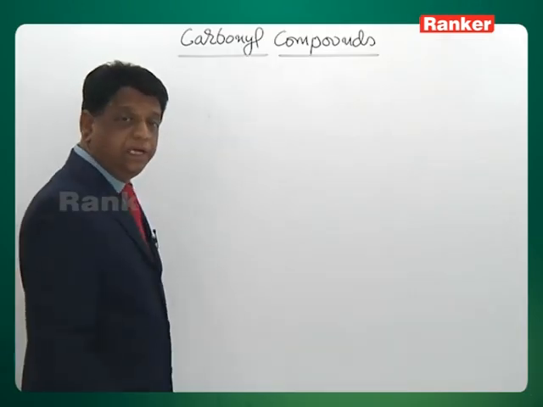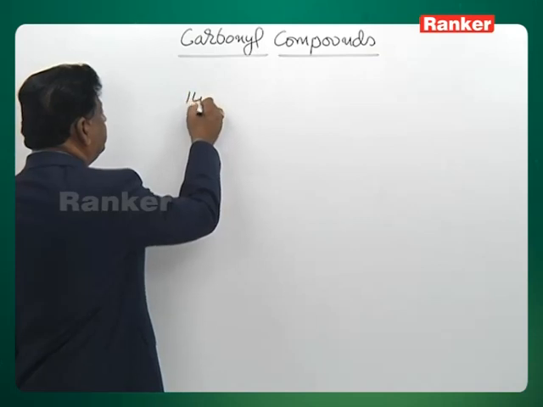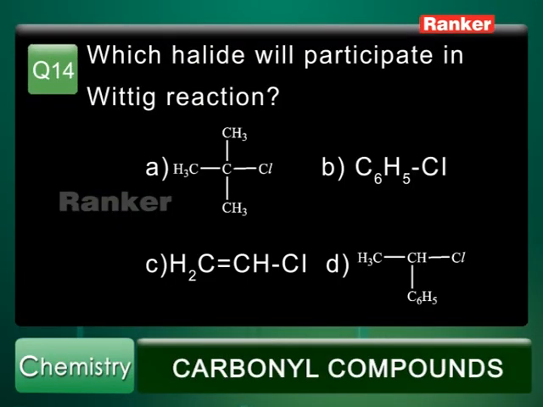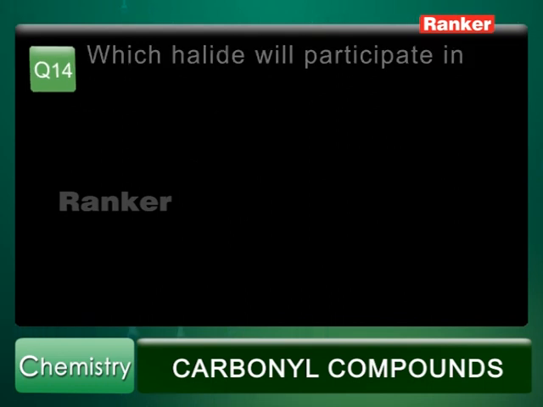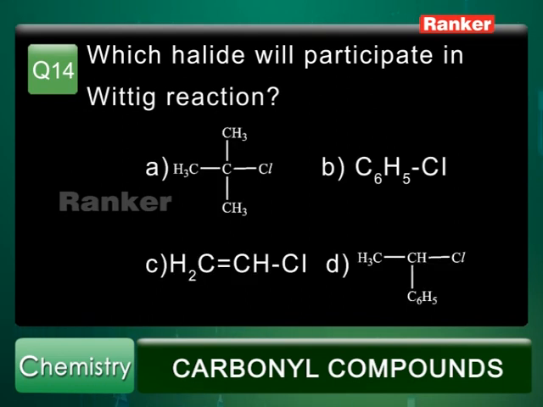Let's go for the next question, the 14th question. Which halide will participate in the Wittig reaction? You must know the Wittig reaction, but the options are given: A is a tertiary compound, tertiary butyl chloride, B is an aromatic aryl halide, C is a vinyl halide, and D is a secondary alkyl halide.